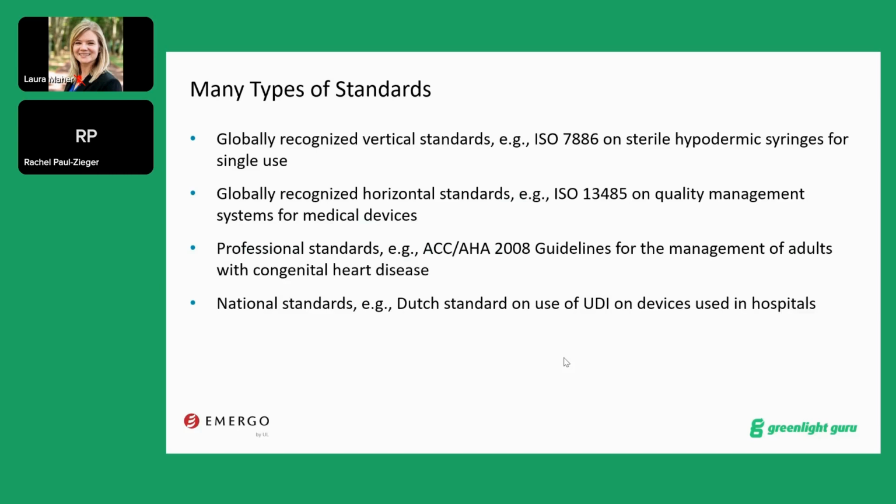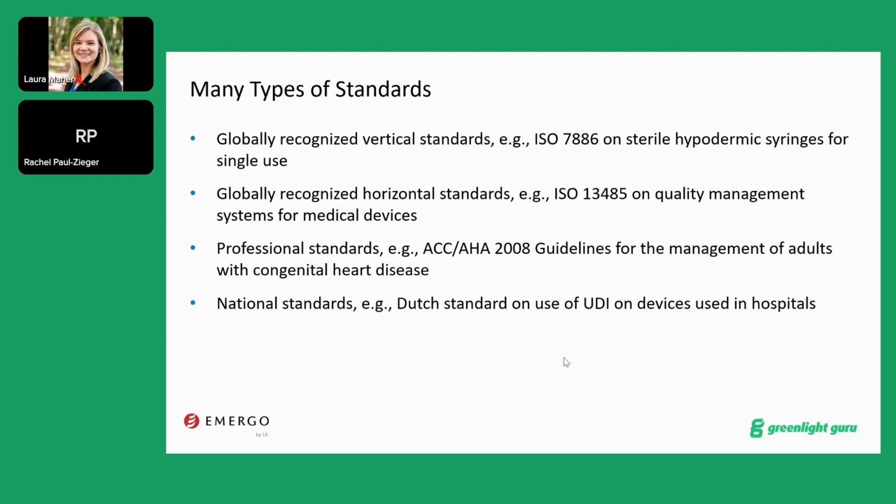So there are many types of standards. You have vertical standards, for example on a group of products. Here you have the example of ISO 9886 on sterile hypodermic syringes for single use. So this is a standard specific to a kind of product. You have horizontal standards, so more general standards, for example for quality management system, for risk management process, for usability.